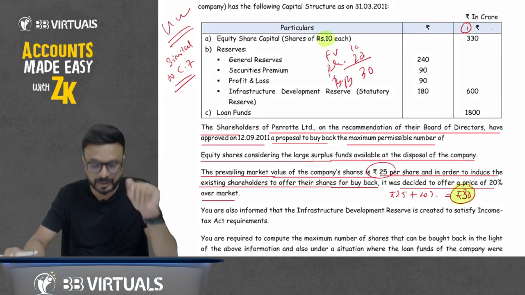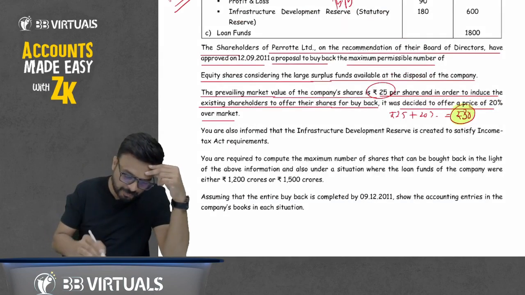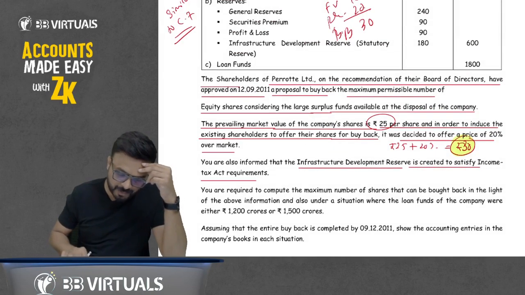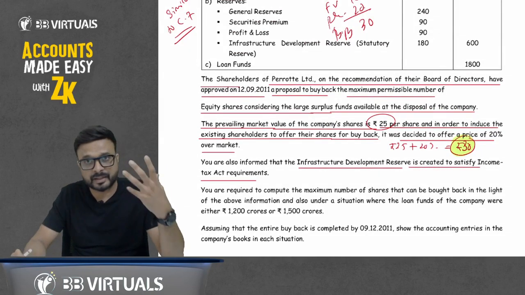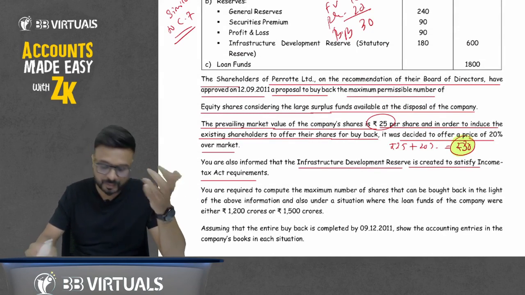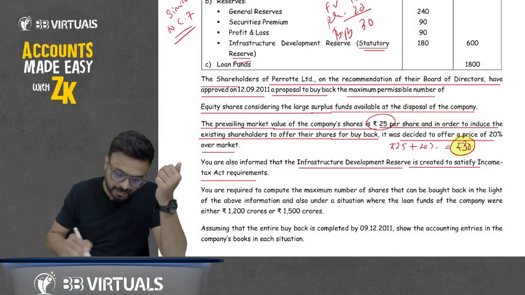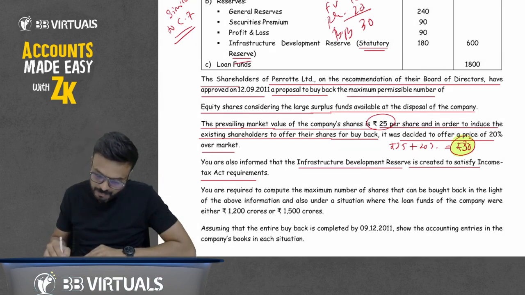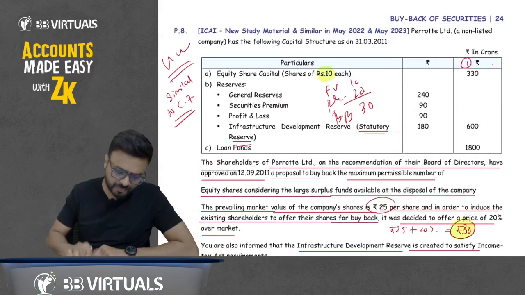30. Remember, okay. Now you are informed that the infrastructure development reserve is created to satisfy income tax requirement. As I told you, there are certain reserves which we have to maintain as per law. So this is statutory reserve, and we have maintained it to satisfy Income Tax Act requirement. This is not a free reserve. These three are free reserves.